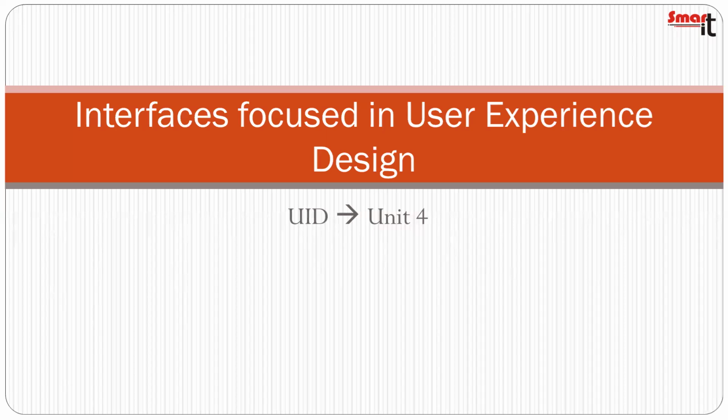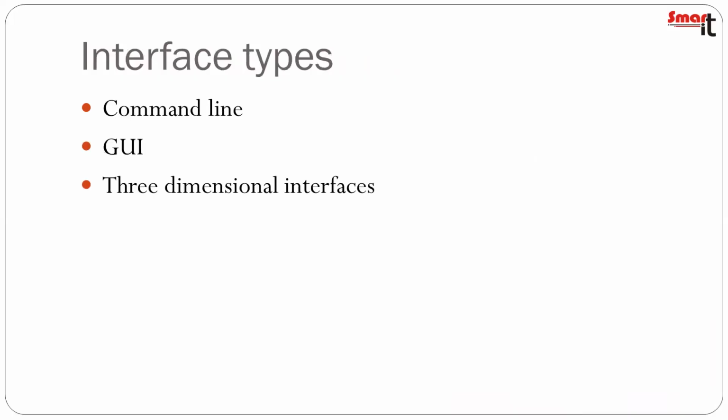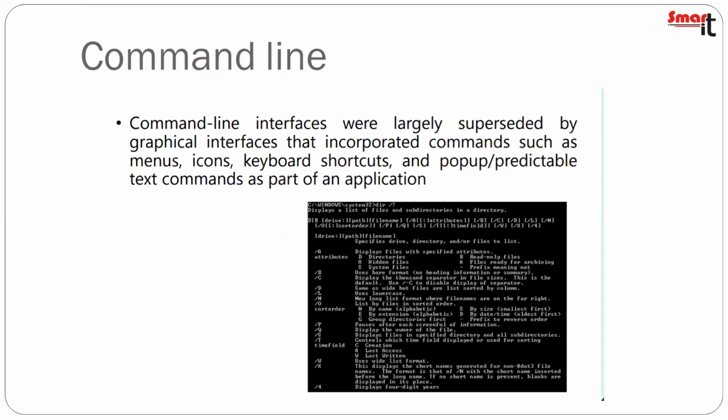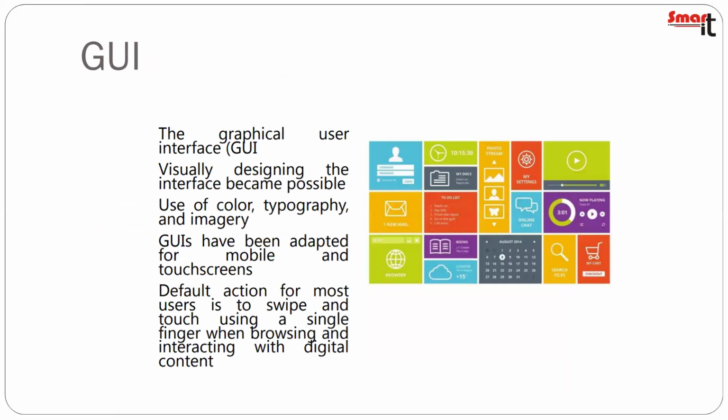Right, that's the end of unit 3, and we are moving to unit 4, the last segment of this workshop part 1, interfaces focused on user experience design. There are mainly three types of interfaces: command line, GUI, and three-dimensional interfaces. Command line means commands and sentences are printed on the screen, and using those we conduct the interaction with the computer.